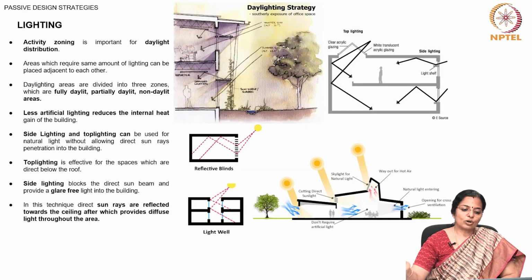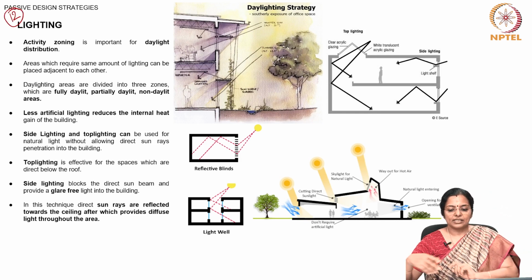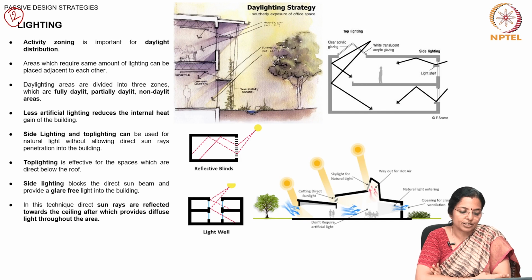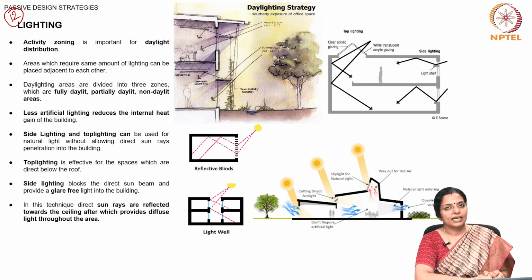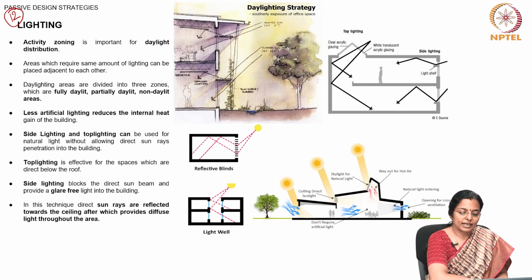And last but not the least, we will look at the lighting. The activity zone is important for daylighting distribution. Areas which require same amount of lighting can be placed adjacent to each other. Daylighting areas are divided into three zones, which are fully lit, partially lit and non-daylit areas. Less artificial lighting reduces the internal heat gain in the building.